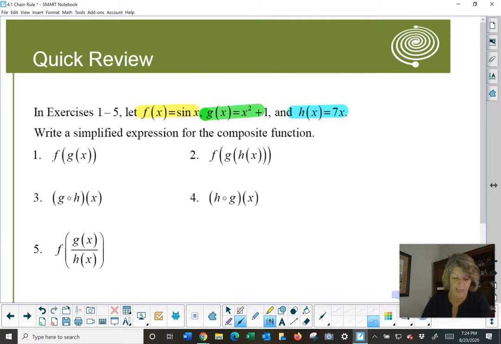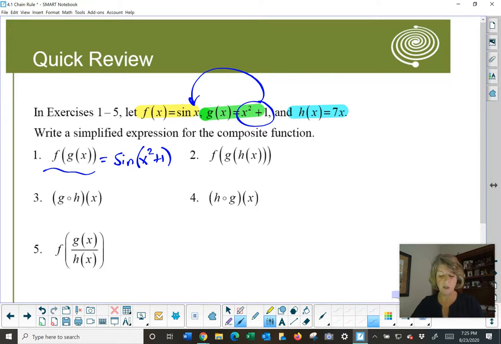We are going to look at number 1. G goes into F. So G will go into f of x. So everything that g of x represents goes into the x value in f of x. So I will end up with this equaling the sine of x squared plus 1.